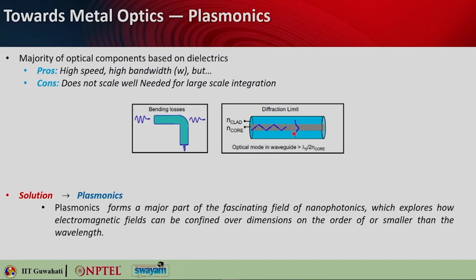Now, what is the solution going ahead? These are some problems we know of dielectric photonics. So, going ahead we can move towards plasmonics or metal optics. Plasmonics forms a major part of the fascinating field of nanophotonics, which explores how electromagnetic fields are confined over dimensions on the order of or smaller than the wavelength. So, this is where you can go sub wavelength.